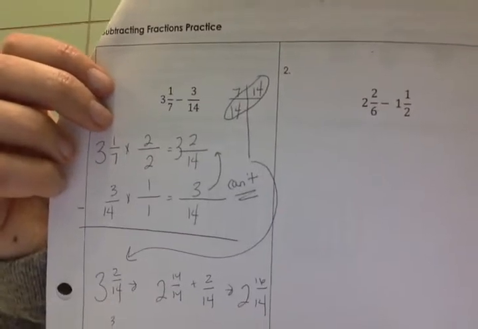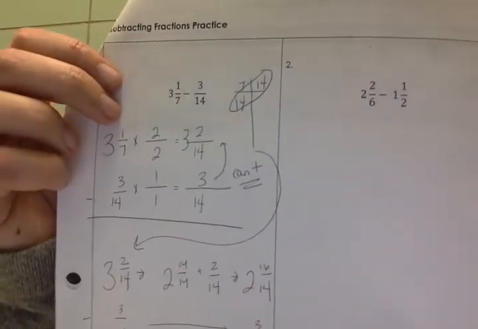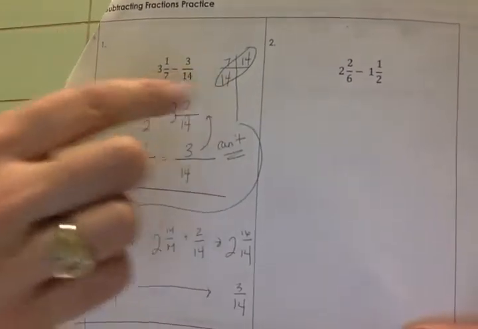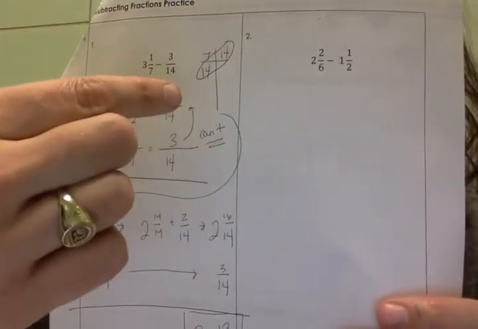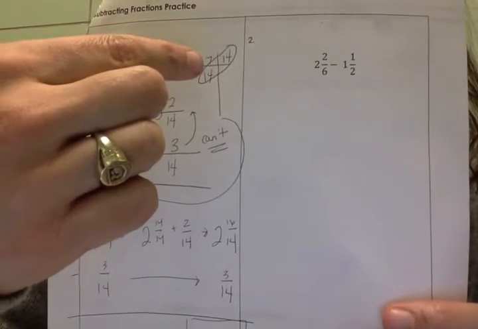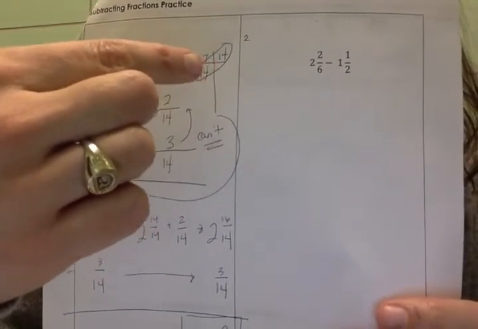Now I'm going to do one from the third page, which is subtracting fractions practice. You should be using your orange sheet that you got today in order to practice. So the question I'm going to do is 3 1/7 minus 3/14. First thing I notice, they don't have a common denominator, so I can't subtract yet. Find a common denominator. 7 on one side, 14 on the other side.